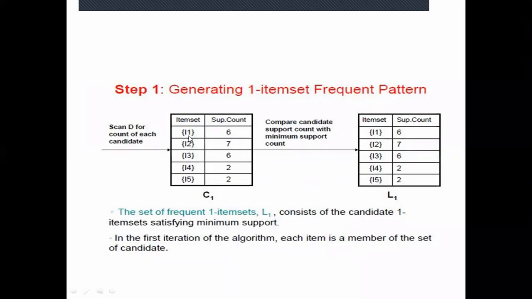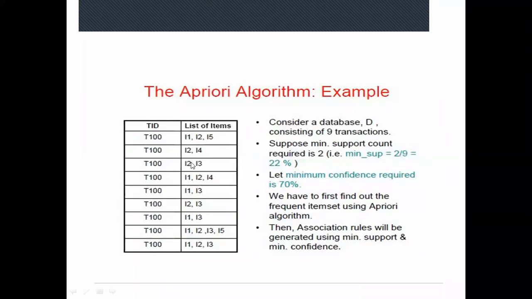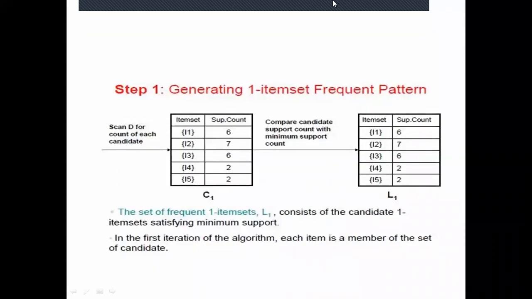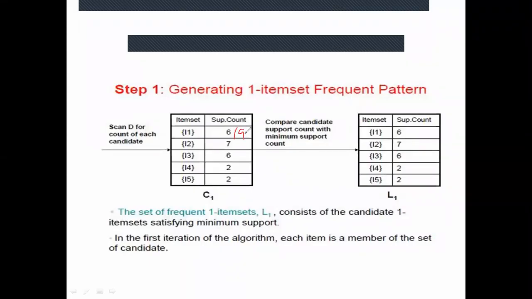That means in how many transactions this I1 is being bought, how many times this I2 is being bought. First, we will find out the support count of I1. You can see I1 is being bought over here, 1, then 2, 3, 4, 5, 6. So what is the support count? 6. But if you want to take the support, you can say 6 by 9 and you can find out what is the support of that. That should be greater than 22%.